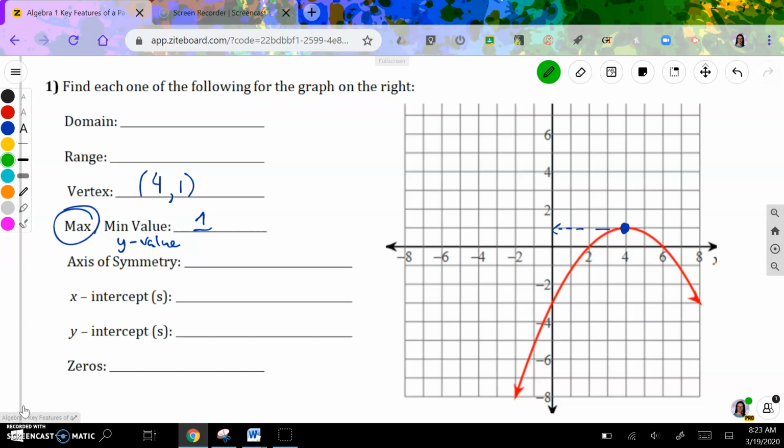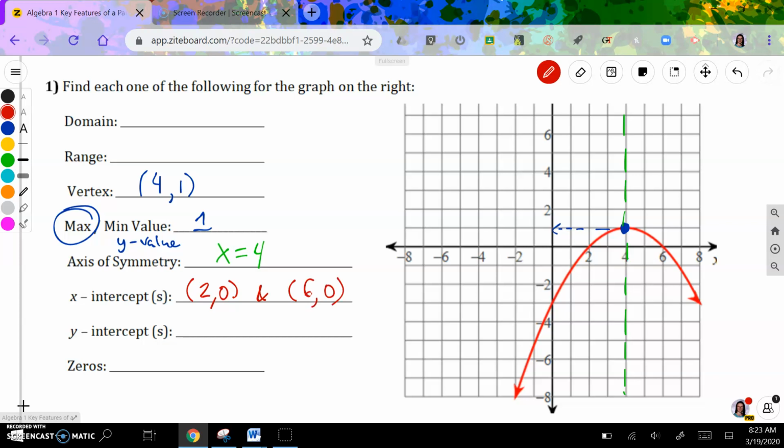My axis of symmetry is the line that cuts my parabola in half, and it's always going to go through your vertex. So x equals 4. My x-intercepts, it looks like I have 2 of them. So remember, those are the places where we cross the x-axis. So (2, 0) and (6, 0).